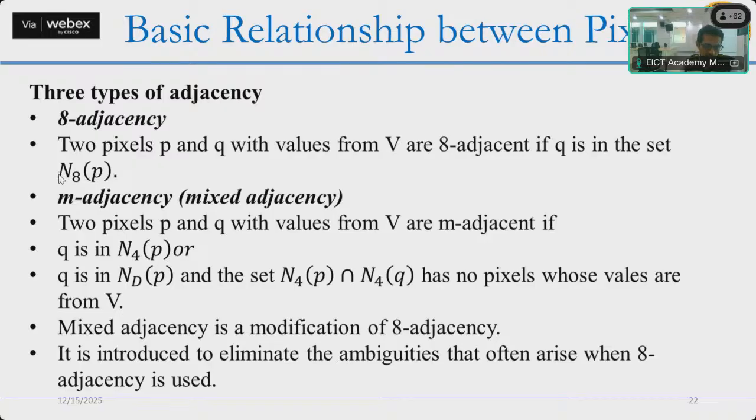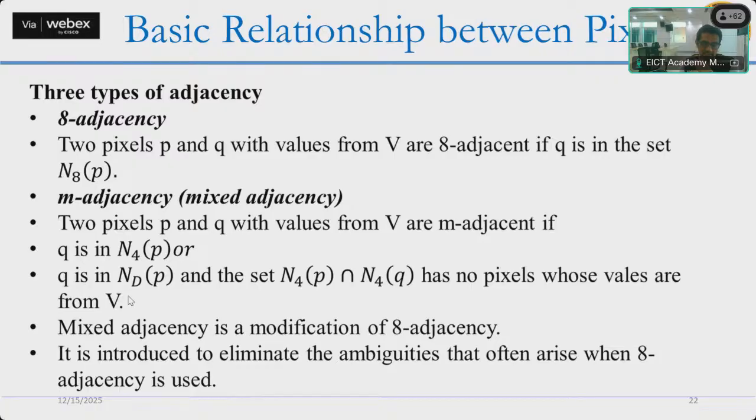Remember, it is not always necessary; it may be the M adjacency also. What do you mean by M adjacency? M adjacency is the general one: P and Q are M adjacent if Q is in N4(P), or if Q is in ND(P). What do you mean by capital D? Capital D is the number of the neighbors, and again you can take this number as 5, 6, 7. And the set N4(P) intersection N4(Q) has no pixels whose values are from V.